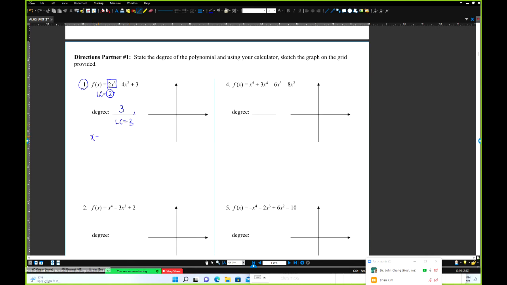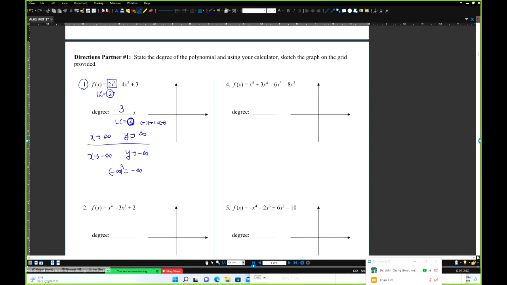Now, x goes to infinity, y goes to what? Infinity cubed is still positive infinity, and the leading coefficient is positive, so positive times positive is still positive. Now when x goes to the left, negative infinity cubed is still negative infinity, right? Positive times negative is still negative. That's the opposite way. So what is the end behavior?